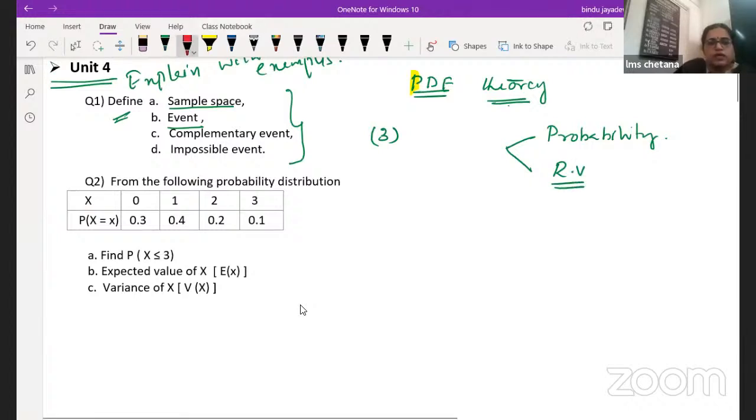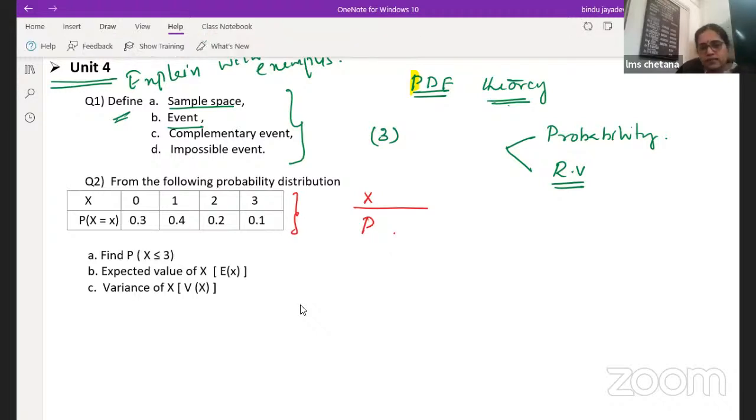Now see here, there is also a distribution. What is this distribution? X is there and probability is there. This is called probability. Probability of X, that can be written in this way. That means here probability of X.